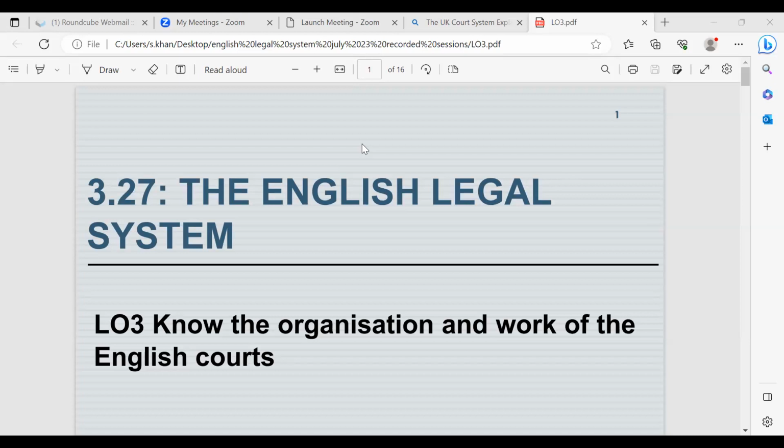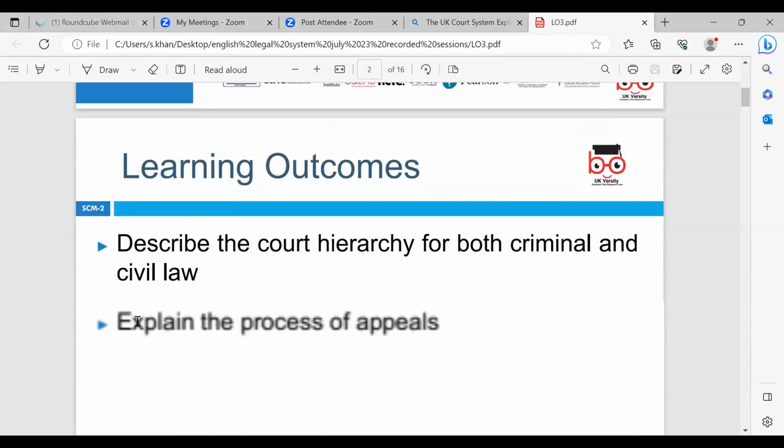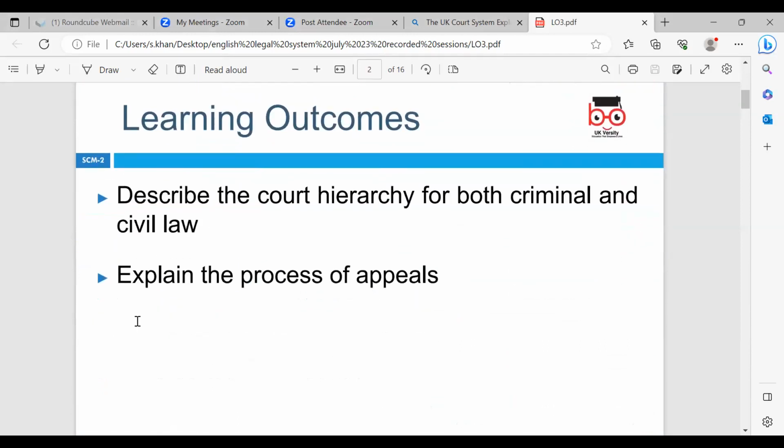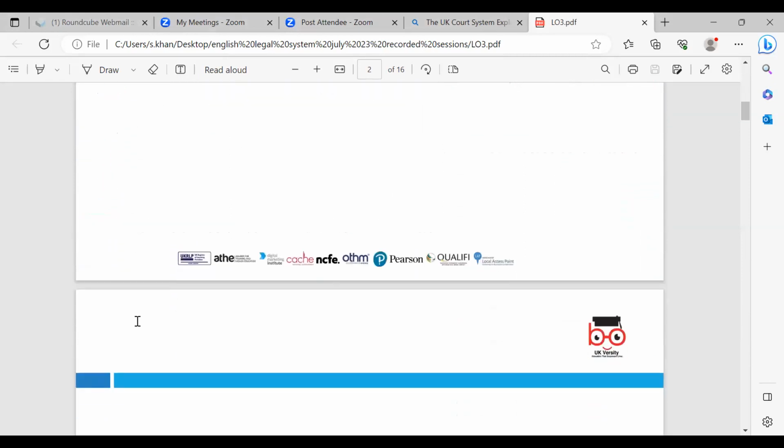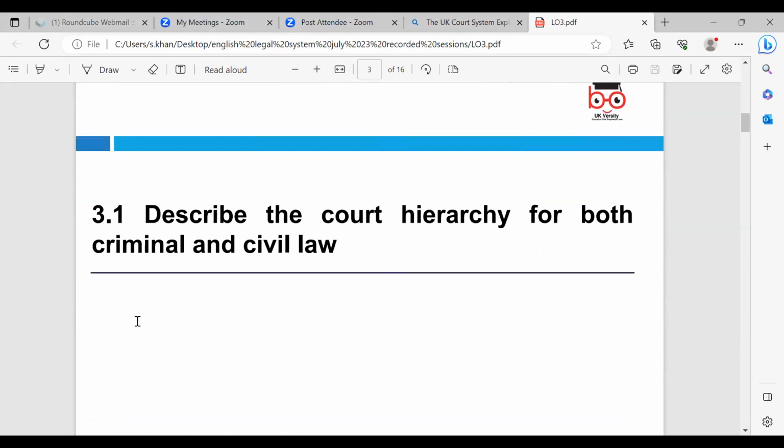Now we are going on to look at learning outcome 3, which is to know the organisation and the work of English courts. The learning outcomes here are to describe the court hierarchy for both criminal and civil law and explain the process of appeals. So 3.1 is to describe the court hierarchy for both criminal and civil law. And what I'm going to start off with is a short video on the UK court system, explained briefly.